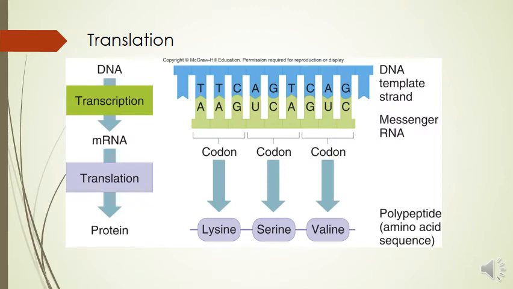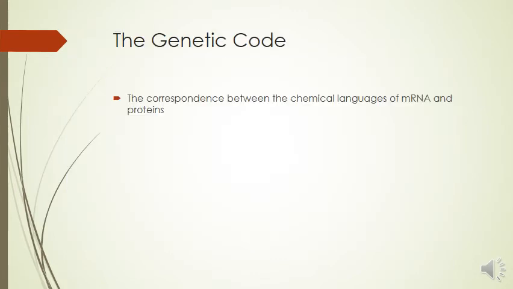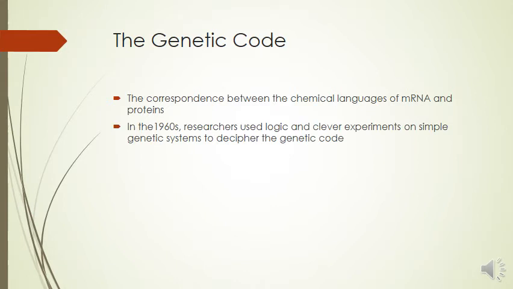And in this picture here, for translation, you can see in this process that the messenger RNA is transcribed from a locally unwound portion of DNA, and in translation, transfer RNA matches messenger RNA codons with amino acids. The genetic code is the correspondence between the chemical languages of messenger RNA and proteins. In the 1960s, researchers used logic and clever experiments on simple genetic systems to decipher the genetic code. The researchers established certain requirements for the code.